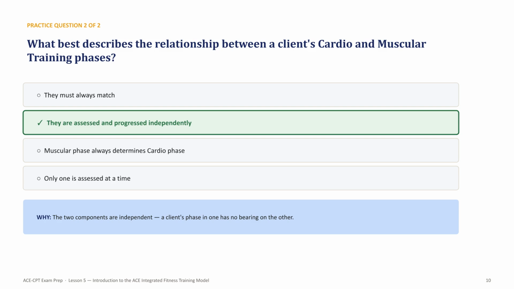The correct answer is that they are assessed and progressed independently. The 2 components don't need to line up at all. A client's phase in one has no bearing on the other. This is the same core idea from earlier in the lesson, and it's exactly the kind of concept ACE likes to test from a few different angles.